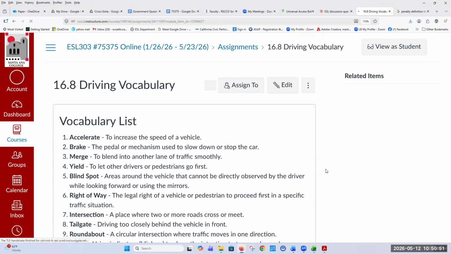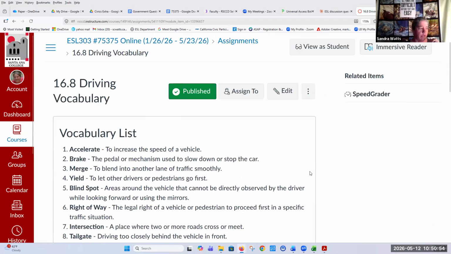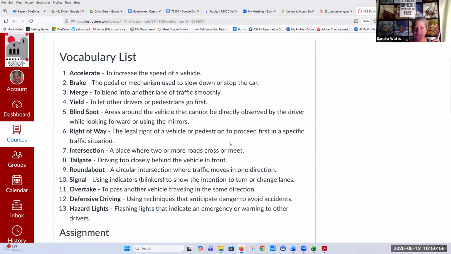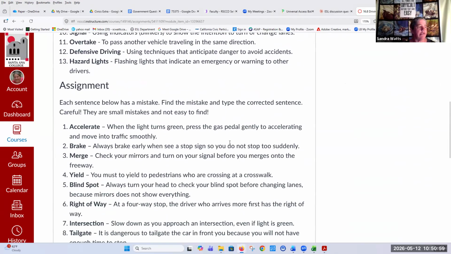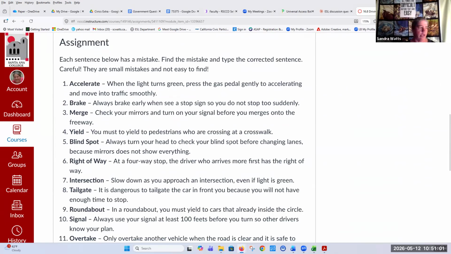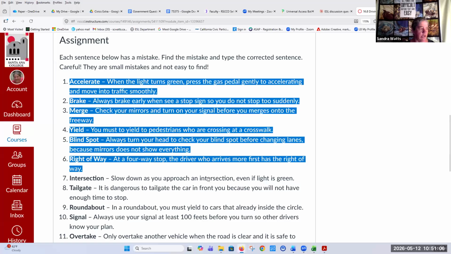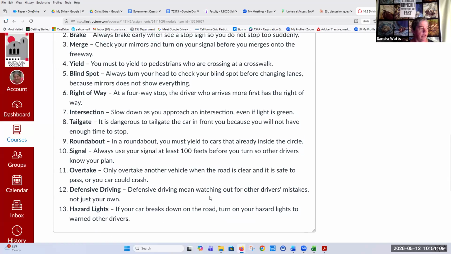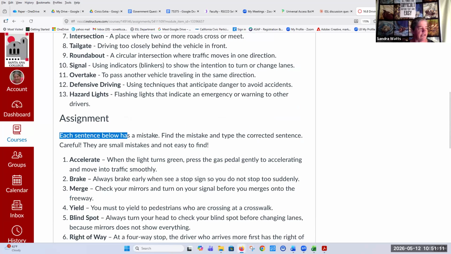So the next page, this is specifically driving vocabulary. Okay, we're going to pronounce these in a moment. I did something completely different with the vocabulary here. What I did was I made sentences for the vocabulary, but each sentence has a mistake. So this time, rather than you writing sentences, you're going to look at my sentences and find what's wrong. There is one problem in each sentence that's not correct.